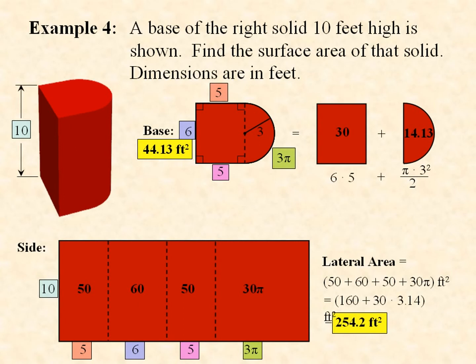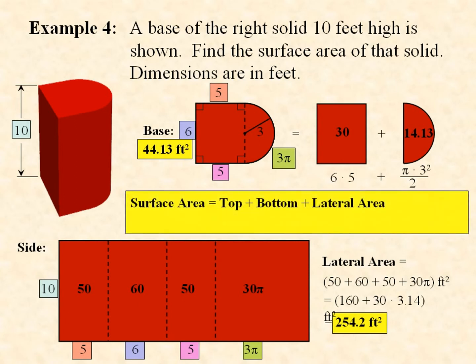Okay, now we can put this together. The surface area of this figure is the area of its top plus the area of its bottom plus the lateral area, which gives us the 44.13 added twice there, plus the 254.2 square feet. And that comes out to 342.46 square feet.